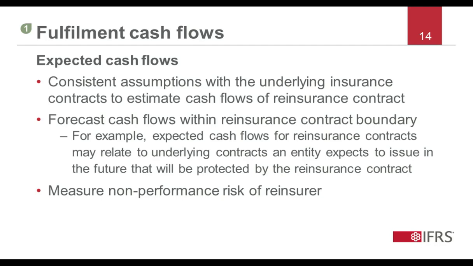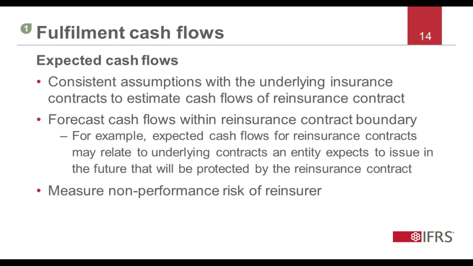Let's discuss the first component highlighted in the previous slide, the present value of future cash flows. We begin with forecasting the expected cash flows arising from the contract. To the extent the reinsurance contracts held and the underlying insurance contract is measured using the core requirements, a cedant will need to use consistent assumptions for measuring the present value of cash flows of reinsurance contracts it holds with the assumptions for the measurement of the underlying insurance contracts issued.